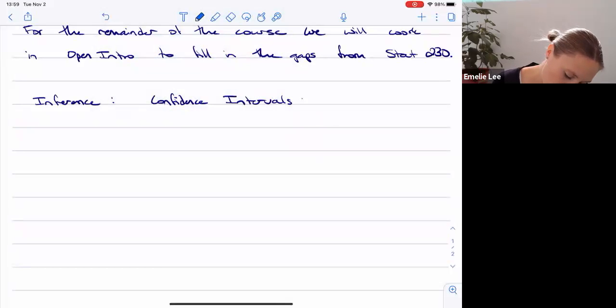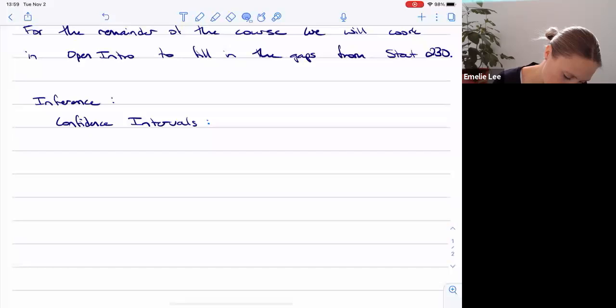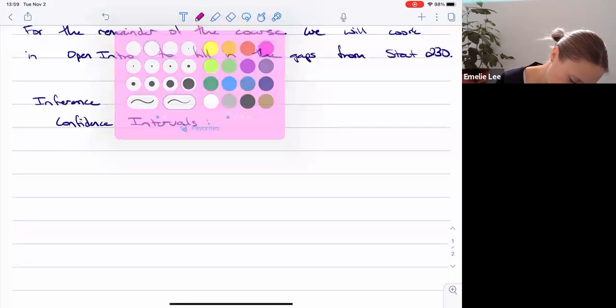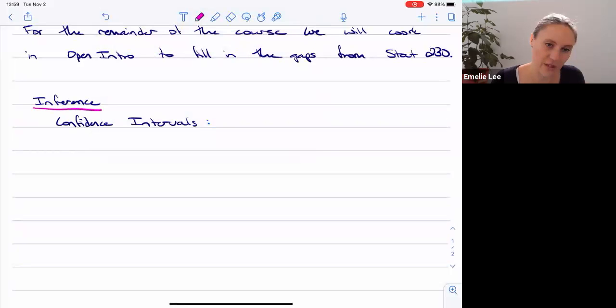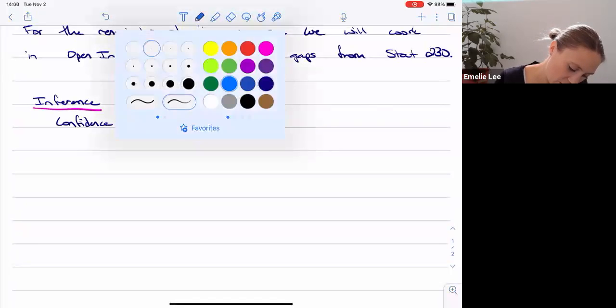Okay, and so confidence intervals. Hey, doesn't this look weird? I'll do this. I'll clean this up a little bit. How about that? Inference can be, maybe I'll make these dark blue. Now I'm just getting nitpicky.